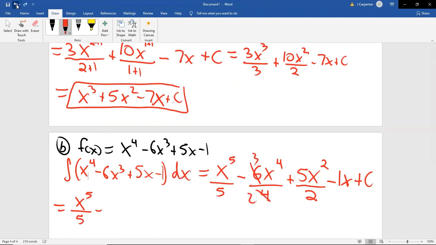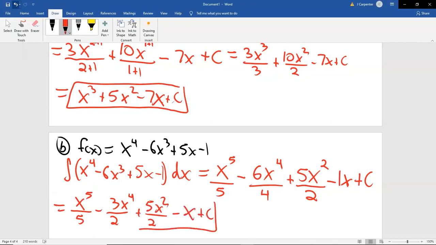I don't want to leave that written there. So that's minus 3 in the top, 2 in the bottom. Then we have our x to the fourth. Then plus the 5x squared over 2, nothing happens there. Minus the 1x. We don't need to write the 1, and we leave our plus c there.